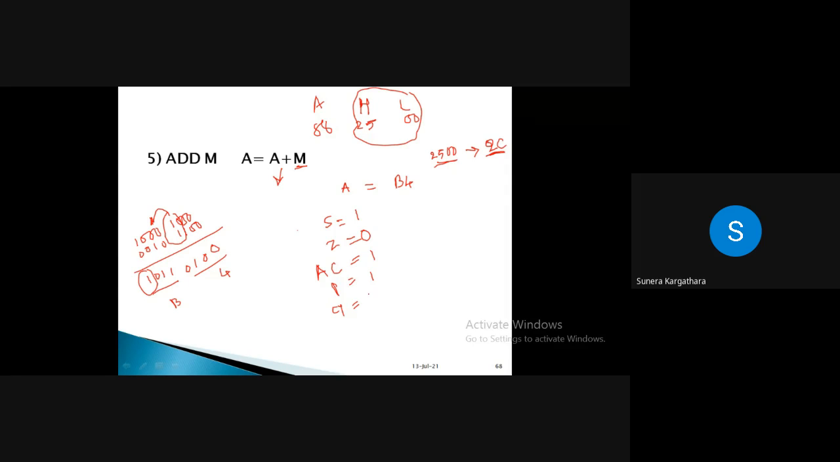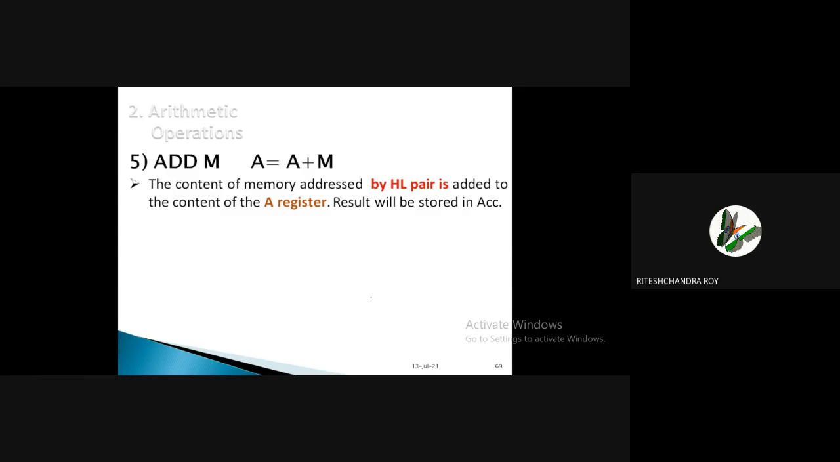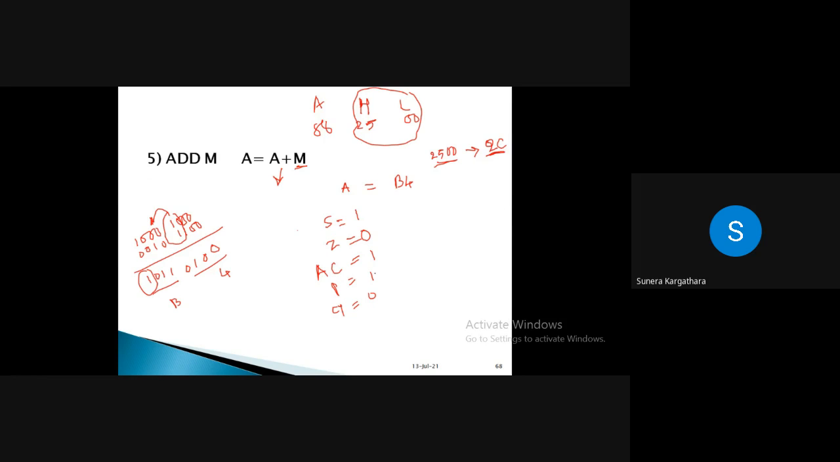So student, like that, you need to think for each and every instruction. Parity will be 1. Yes, parity is 1, Ritesh. Here it is 1. Carry is 0, and carry is 0, right?